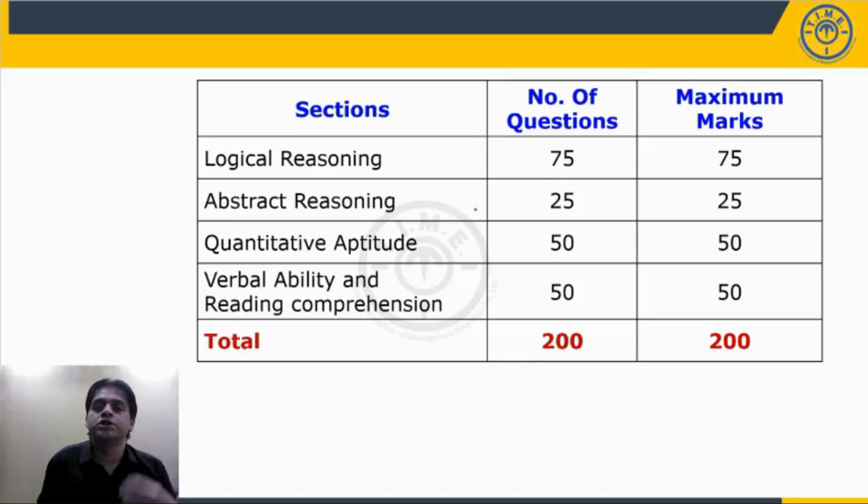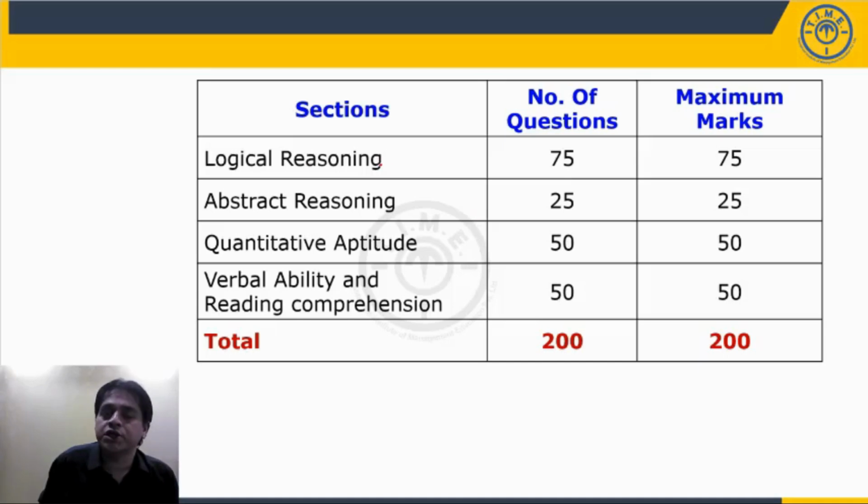So the students were happy that the paper was sectional. Students could target their best section, the section where they are able to score the maximum marks in the least time, and do those first and leave their weaker sections for later on. So the paper was not jumbled, it was section wise.